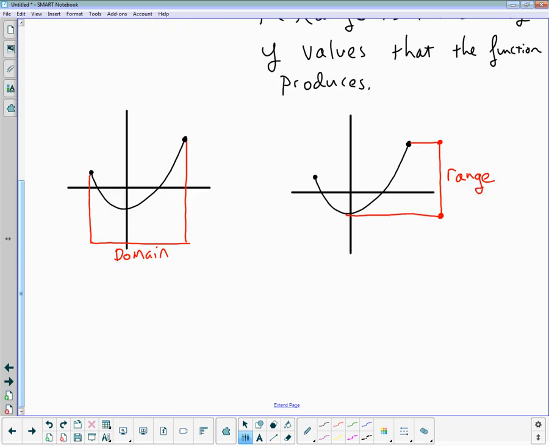In order for us to be able to describe our answers, we need to know what's called interval notation. Oh, the smartboard's misbehaving. Just a second. Okay.